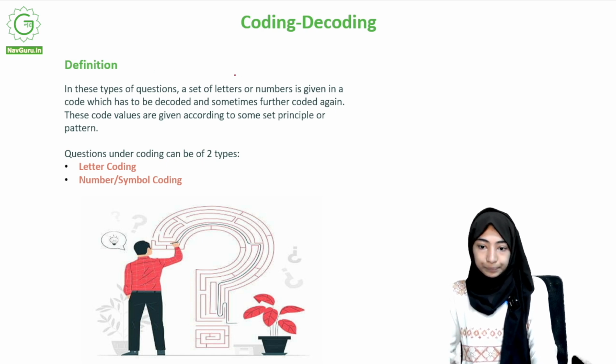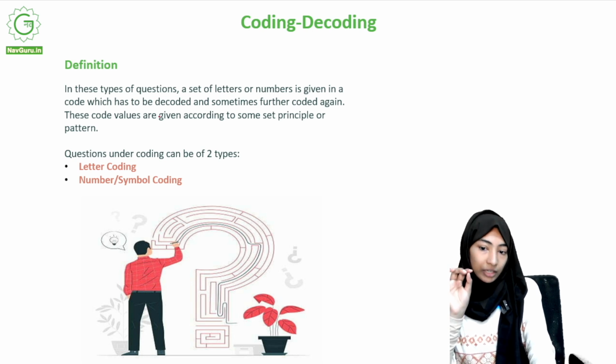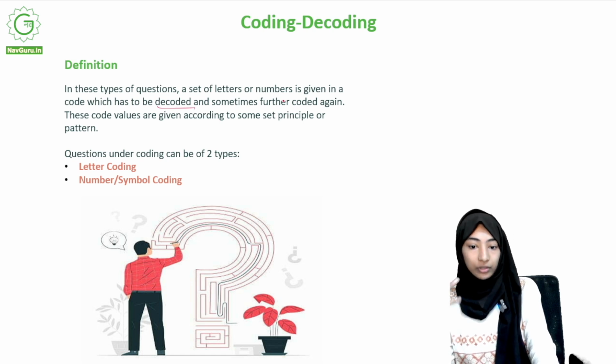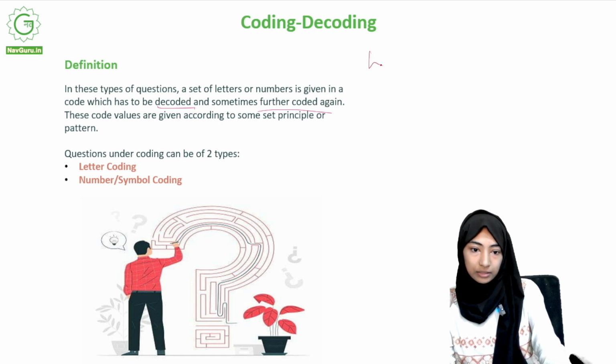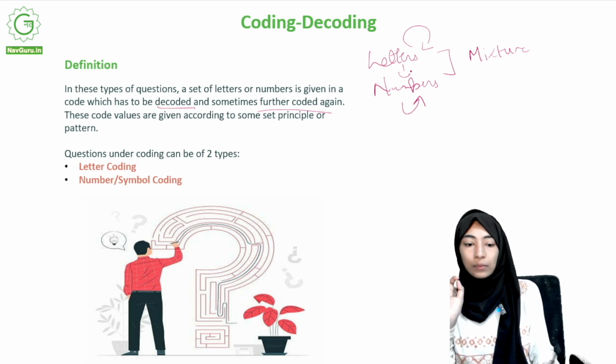Okay? So what are we going to do under coding decoding? Basically, you will have a set of letters or numbers given in a code where you will have to decode these, and sometimes you might even have to further code it again, but we'll see. The point is you will have certain letters or numbers, or it will be a mixture of both of these. As in letters might be coded to numbers, or it might be that letters are coded to letters, numbers coded to letters, numbers coded to numbers. Whatever it is, there will be a certain kind of code.